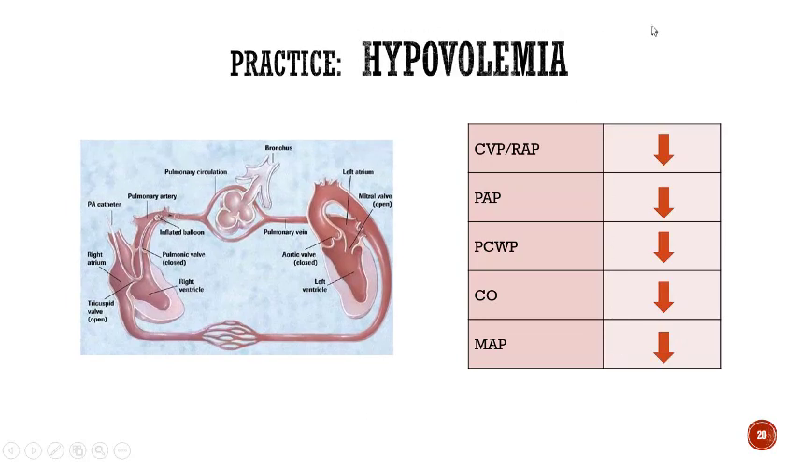Okay? Hypovolemia, so having a lower than normal blood volume, you're going to see all of these numbers be lower than normal. Your CVP, your PAP, your pulmonary capillary wedge pressure, your cardiac output, your MAP, all are going to be lower than normal because you don't have enough blood volume.